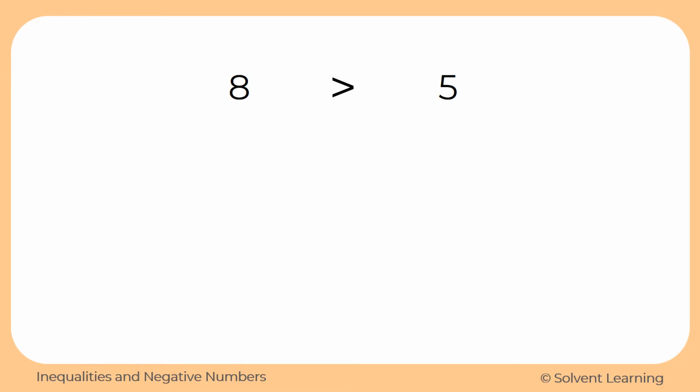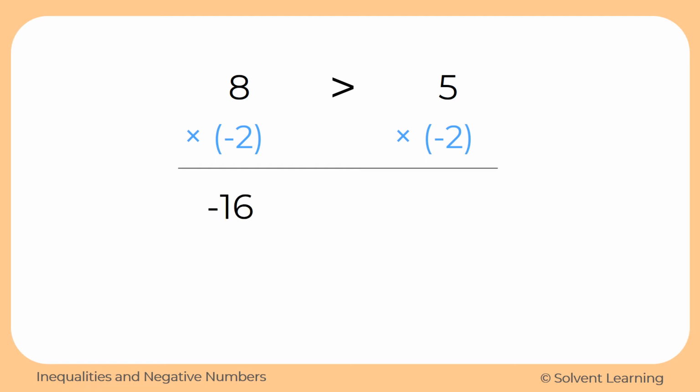This time we'll start with the same numbers, but we'll do something a little different. Instead of adding -2, we're going to multiply by -2 on both sides. So let's see what we end up with. On the left side, we have 8 times -2. That gives us -16. And on the right, 5 times -2 gives us -10.